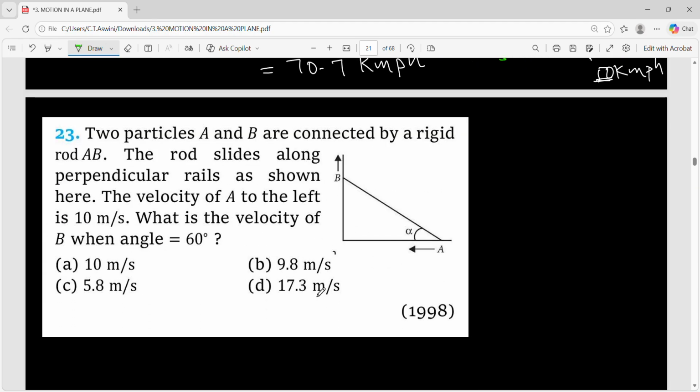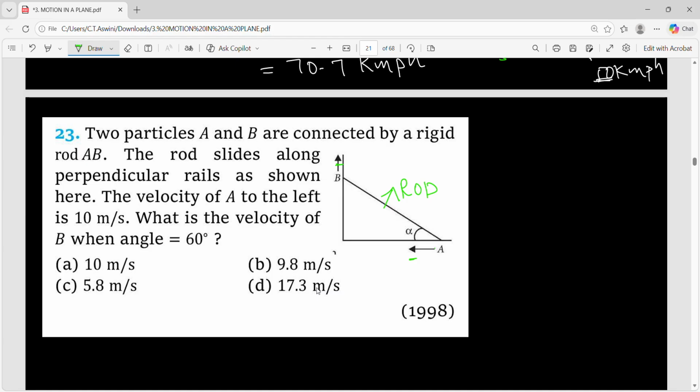Now, two particles A and B are connected by a rigid rod AB. So this is the rod. Fine. Two particles are connected at A and B. The rod slides along the perpendicular rails as shown. So at A point, this is the direction. At B point, this is the direction.